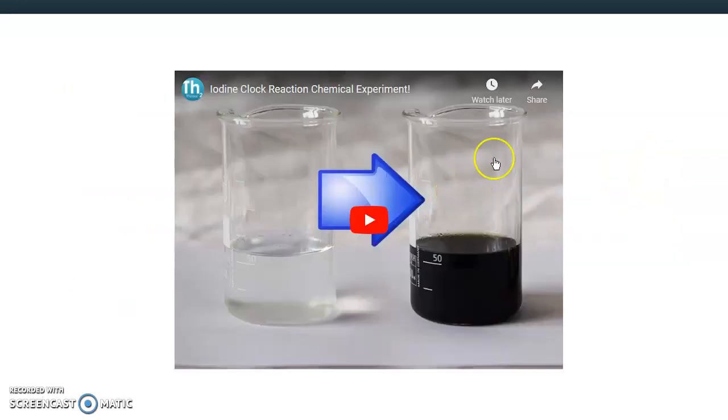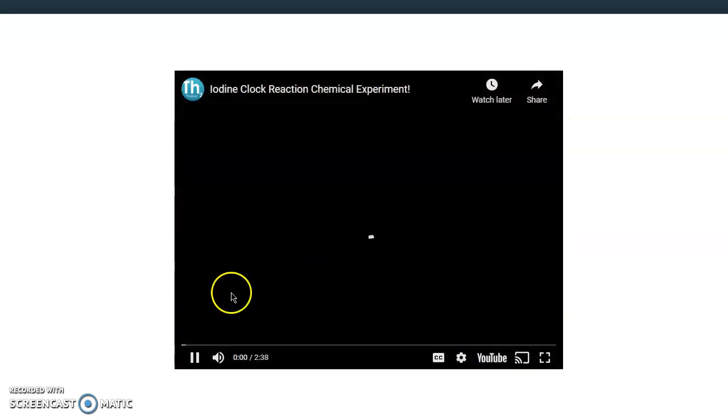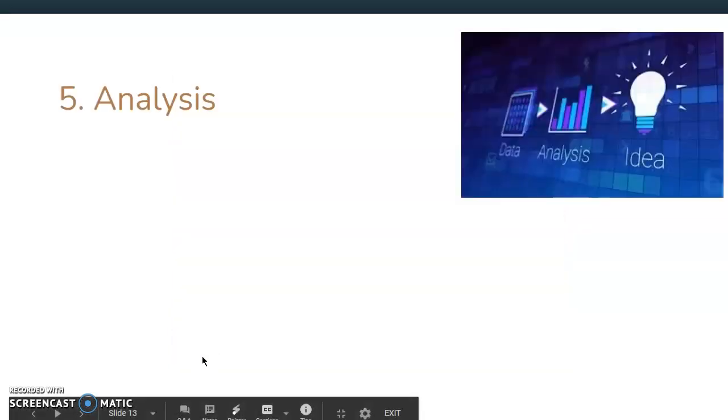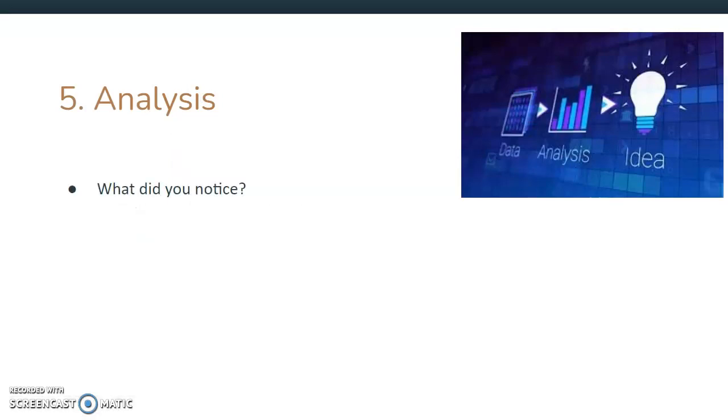So here's our video of someone doing the same reaction that we saw in the very first one with different concentrations. I'll have that linked in our classroom in the same place as always. So in our analysis, I'm curious, what did we notice? What did we see with our eyes?